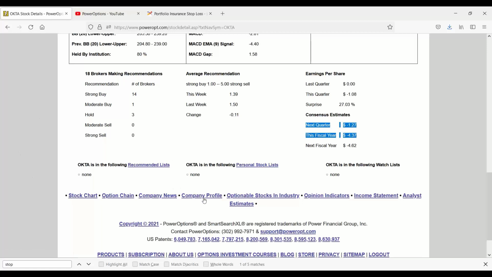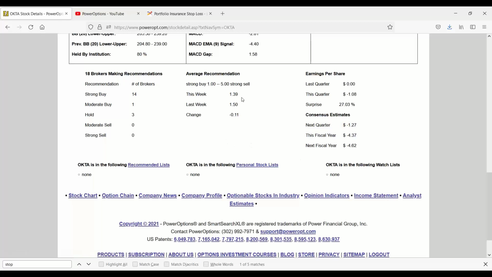Now down here you have some other links, just a quick link to the company profile, which you could also access from the search through that more information button. Optionable stocks and industries if you want to use comparison. Opinion indicators, this takes you right to Barchart. I typically don't like to go there because I don't usually have Chrome here and I don't have the ad blocker on, and there's a lot of ads that pop up on that page as well. The income statement and the analyst estimates, which takes you to Zacks.